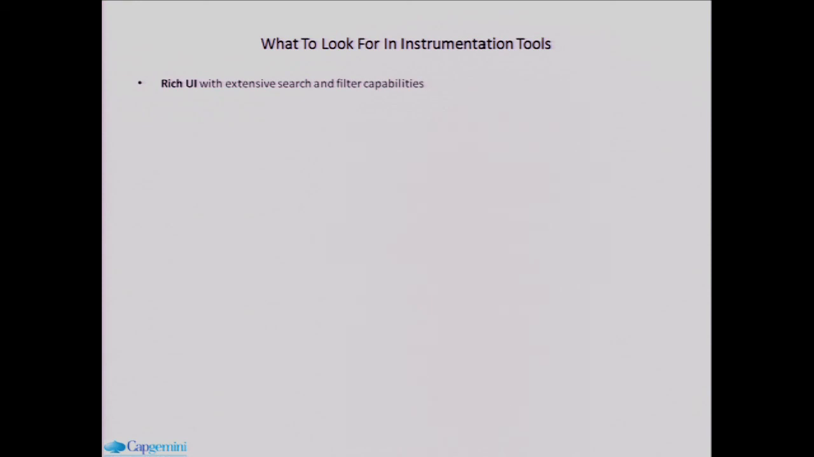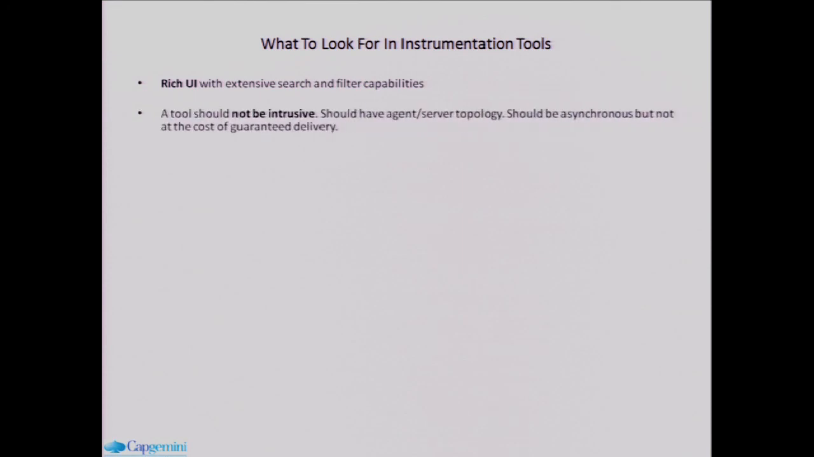You are working with it visually. There are tools available which actually run in the JVM, collect a lot of data, and then give you all that information. But then that tool itself could cause your application to die. It could potentially kill it. So look for something that is not intrusive.